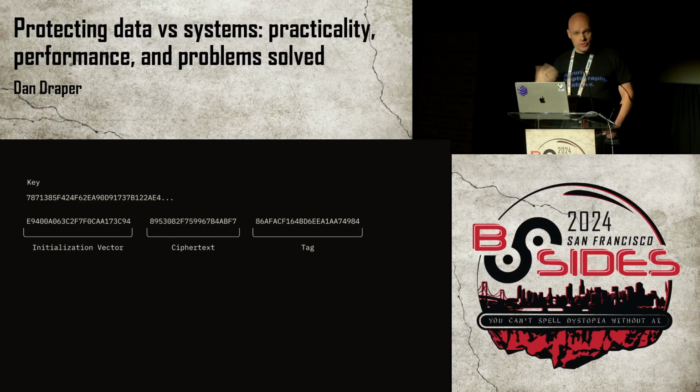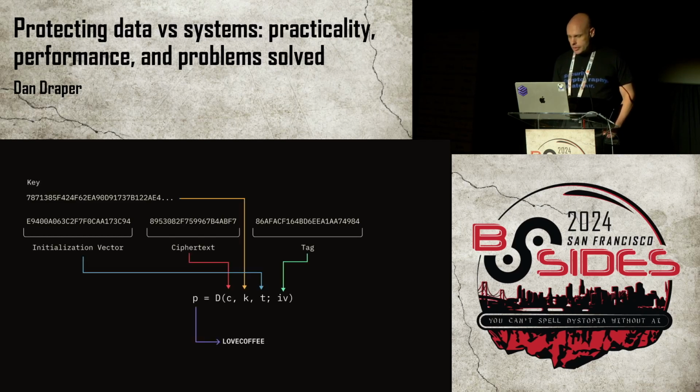Decryption is pretty straightforward. It's just the other way around. We're going to take the IV, ciphertext, and the tag. We're going to put it into a decryption function, and if the force is with me, then I'll get "love coffee" come out the other side, my plain text.